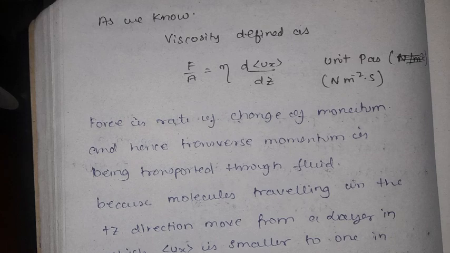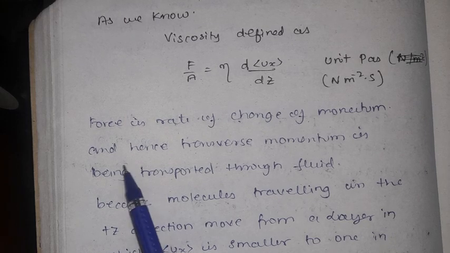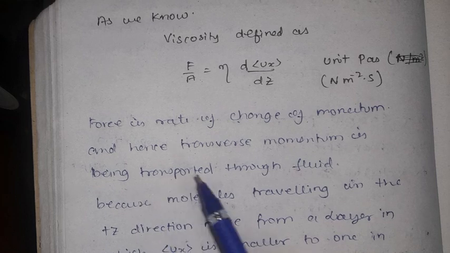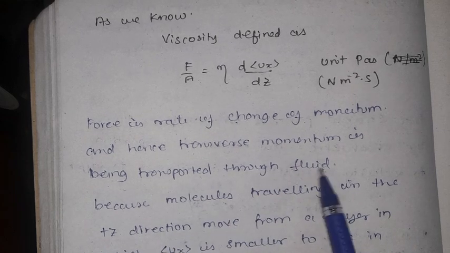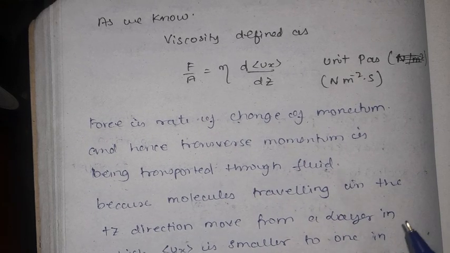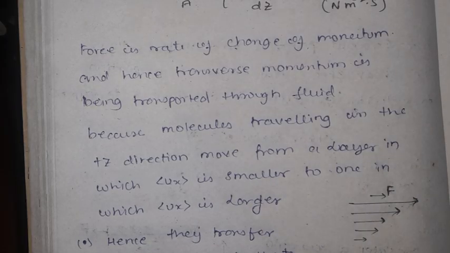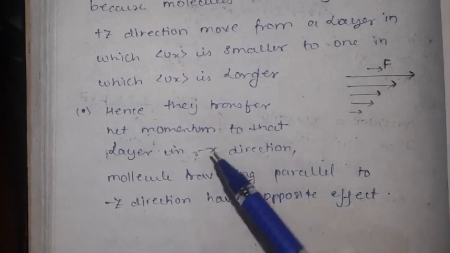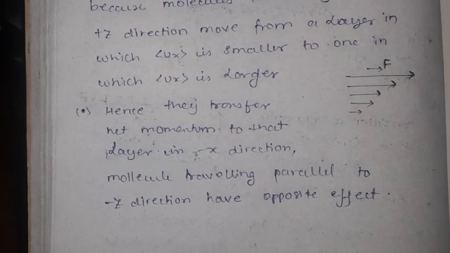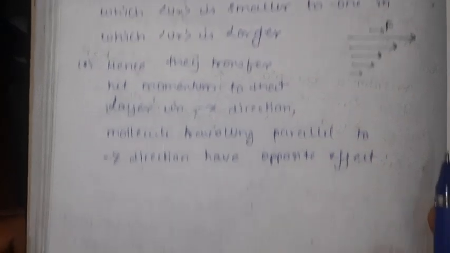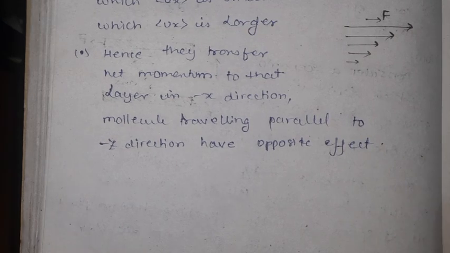where force is rate of change of momentum and hence transverse momentum is being transported through fluid because molecules traveling in the plus z direction move from a layer in which ux is smaller to one in which ux is larger. Hence they transfer net momentum to that layer in minus x direction. Molecule traveling parallel to minus z direction have opposite effect.